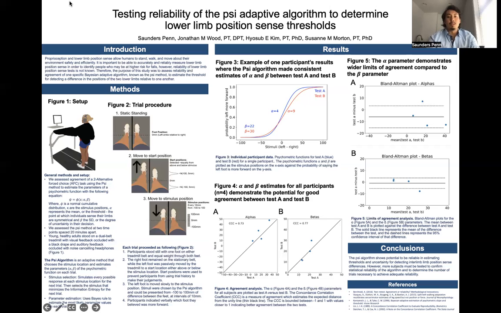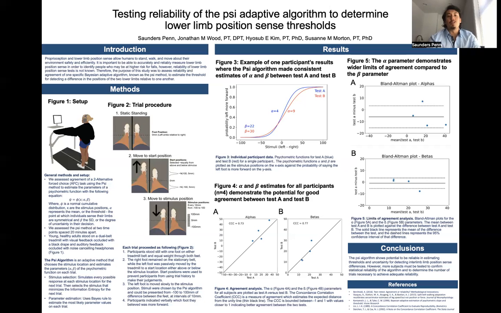Figure 3 displays the participants' estimates derived from the Psi algorithm for each test. On the x-axis are the stimulus positions, where positive values mean left is more forward, and on the y-axis is the probability that the participant responds left. So when the left foot is 100 millimeters in front of the right, the participant is 100% likely to say that their left is more forward. The alpha and beta estimates for this individual were very consistent between test A and test B.